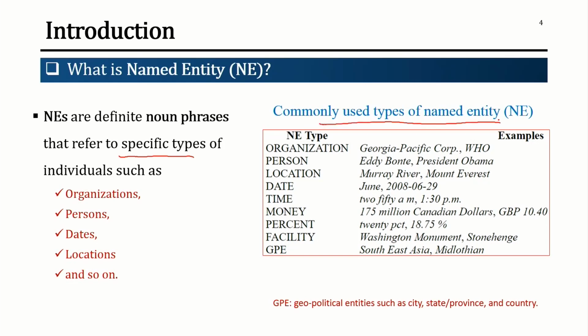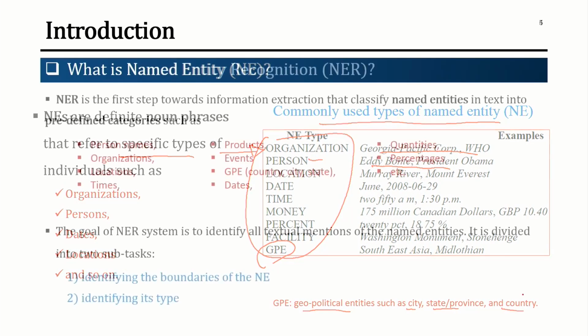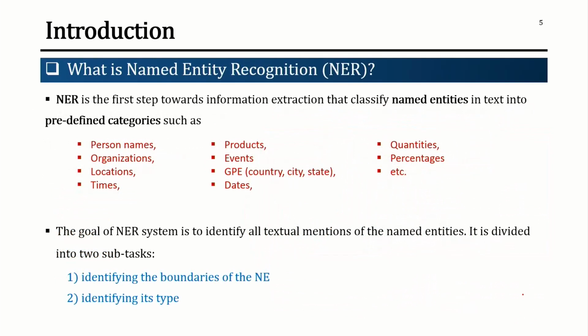This table shows the commonly used types of NE, which are already predefined in the text. We have organization, referring to specific information representing an organization. We have person, which represents the names of persons written inside the text. And we have some other types. Notice that GPE refers to geopolitical entities such as cities, states, and countries.